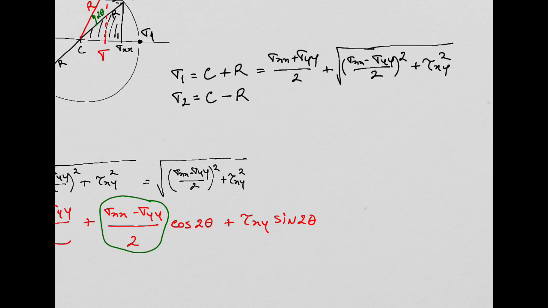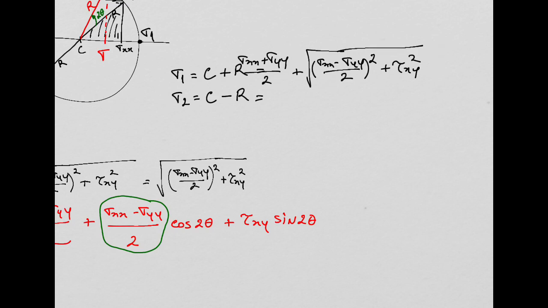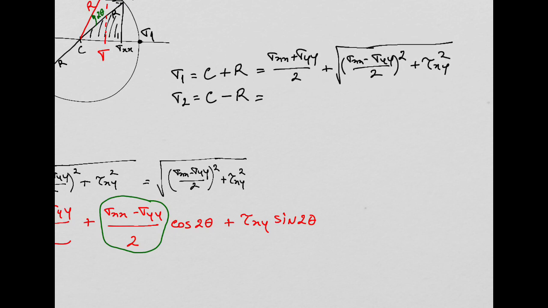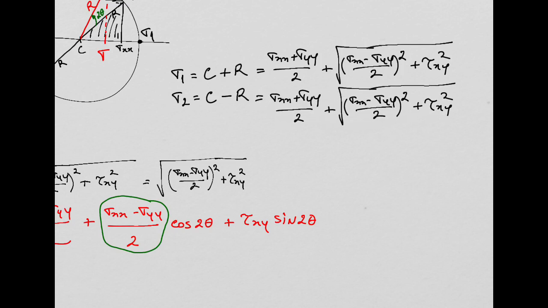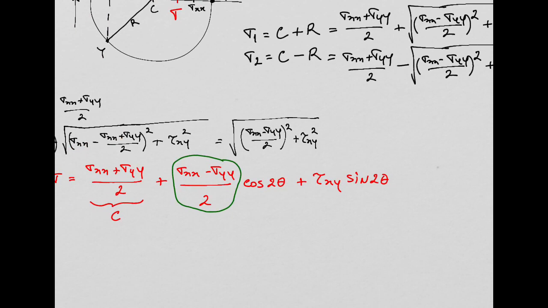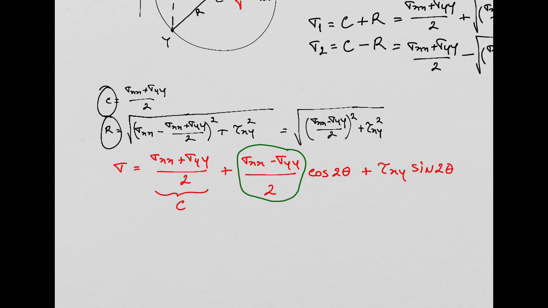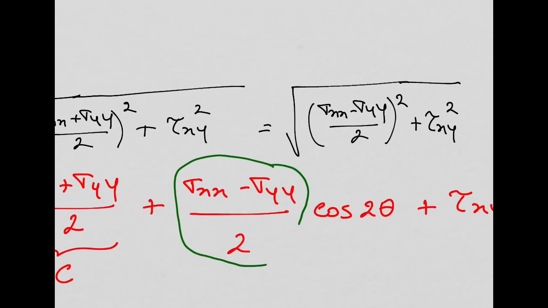Okay. And for sigma 2, the only difference is that here, instead of a plus, you have a minus. Minus. Right? And then you have this equation here that will give you a stress.